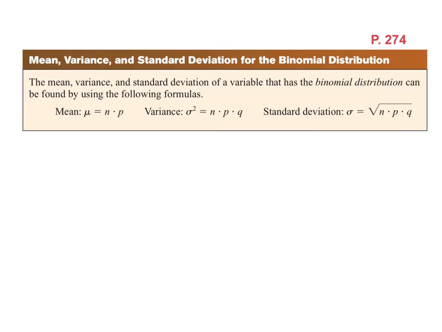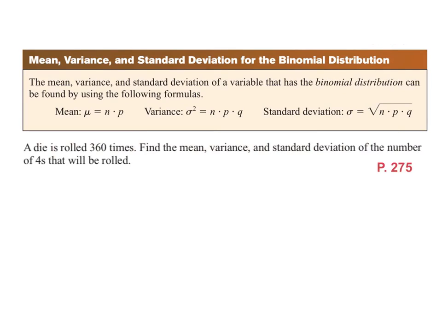Okay. So here is a problem that we're going to look at, page 275 in your book. A die is rolled 360 times. Find the mean, variance, standard deviation of the number of 4s. So we have 2 outcomes, 4s or not 4s. And we know how many times it's going to get rolled. So there's a fixed number of trials, which is what? 360. So I have n.